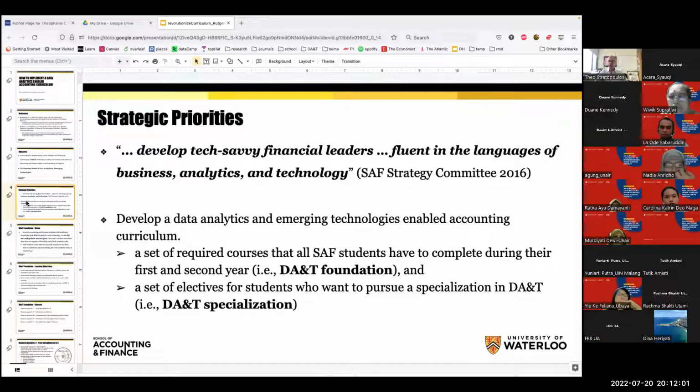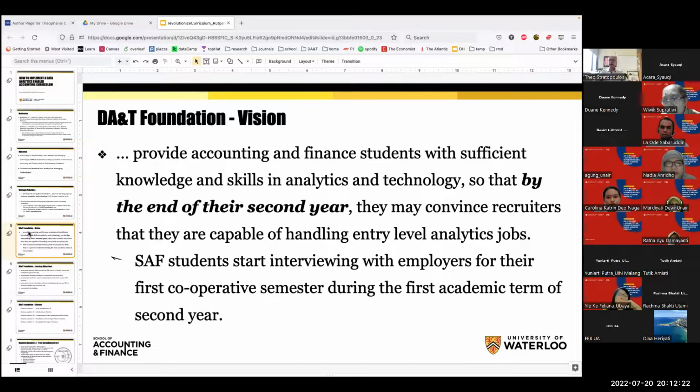When I'm talking about the data analytics and emerging technology enabled accounting curriculum, what I'm going to describe are the courses and the changes that we're implementing in the first and second year of our curriculum. So let's look at it. We started with the vision at the high level, what we want our graduating student to be. Now I'm bringing it a little bit closer to the ground.